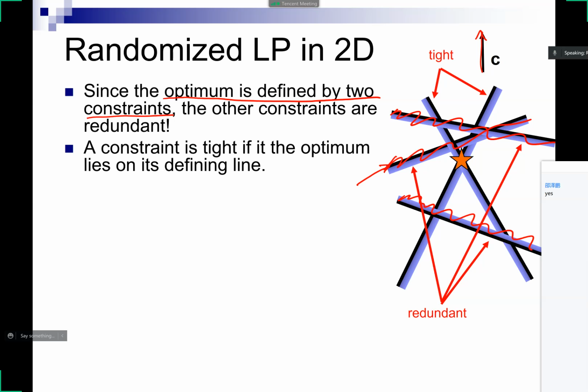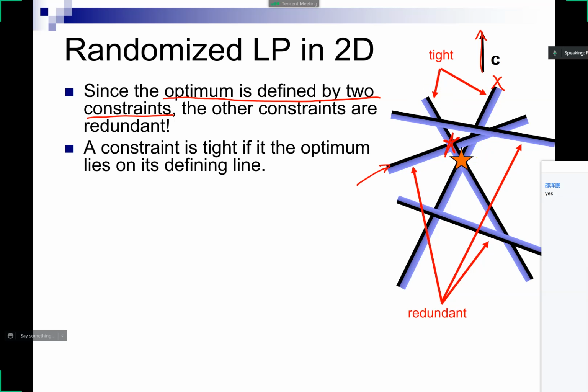Now, on the other hand, if you remove a tight constraint, then it is going to change your optimum. For example, suppose you take out this tight constraint. Then the optimum would change location. It would change to over here. And if you take out the other tight constraint, if you take out this one, then the optimum would move over here.